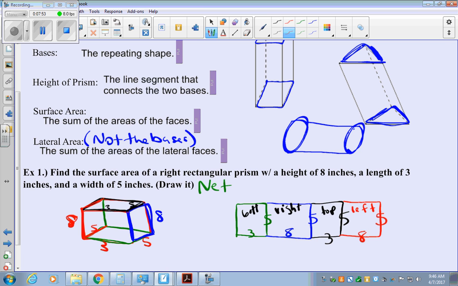So I'm missing the front and the back. So I'm going to go to my bottom side, and I'm going to fold this guy in the front and put him in black. This guy in the front is going to come down below my bottom figure here. He is 3 by 8. So he's the front. So my front rectangle is going to be 3 by 8.